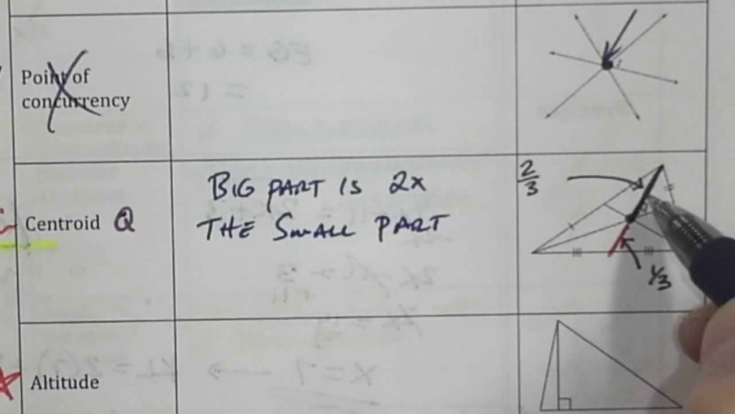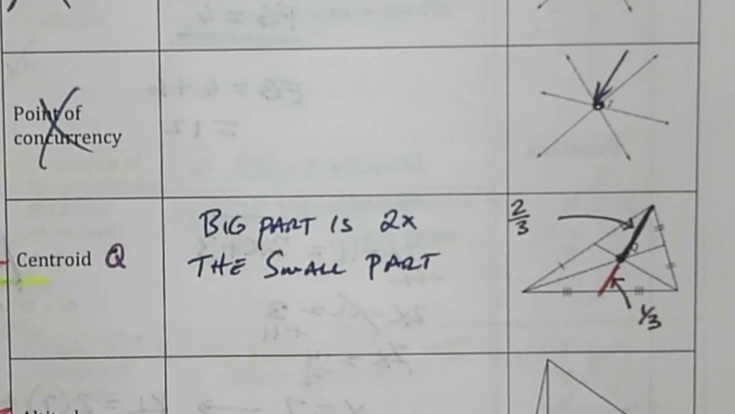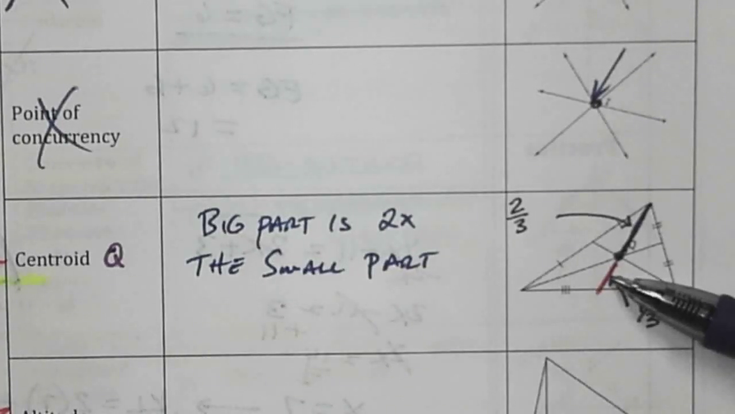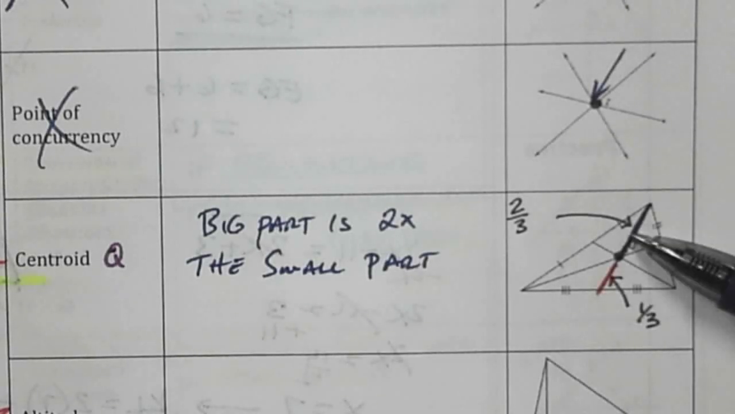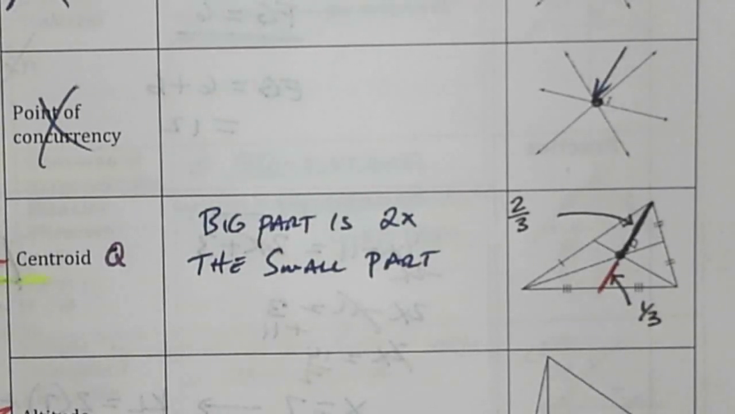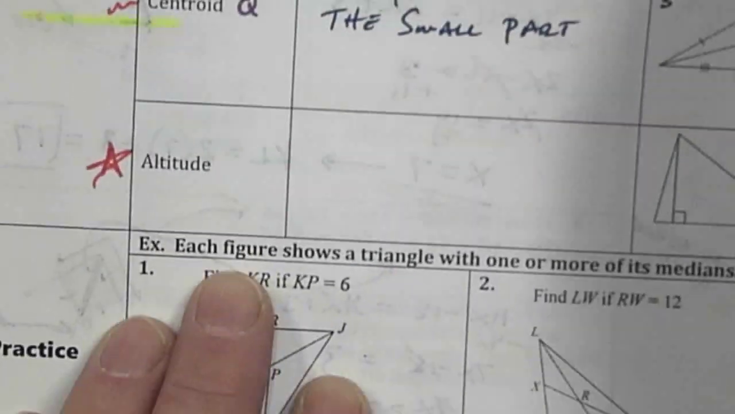So if the big part is 10, the small part is 5, because the big part is twice as big. If the small part, the red line, is 7, then the big part is 14. The big part is twice as big as the small part. What would the whole thing be? Well, add them together. Okay. We're going to do that in a little bit.